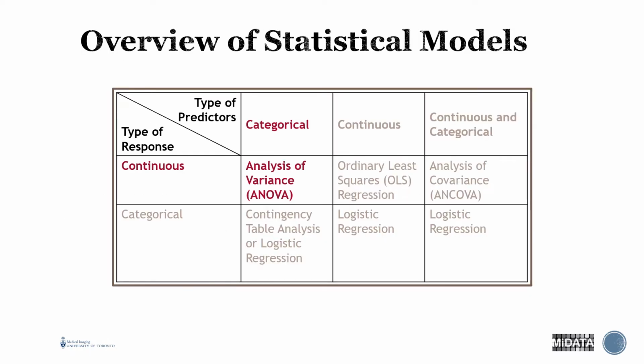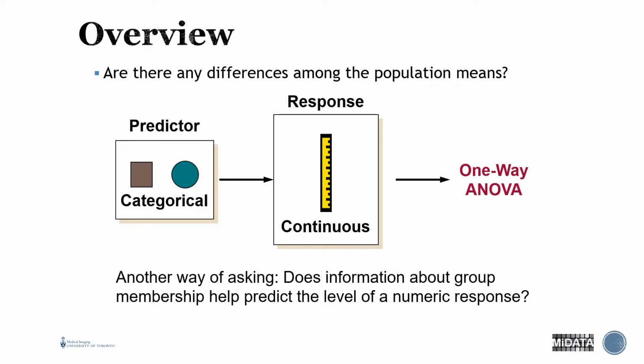Now this table will look familiar to you because, as I've said, we will see it again and again over the course because it's a nice overview of the modeling that we will cover in this course. So in terms of predictors, we're going to be looking at a categorical predictor with a continuous response. And this will, of course, lead to ANOVA, the analysis of variance. We've touched on that in previous lectures, and we're going to talk about it a little bit more in today's lecture. Are there any differences among the population means?